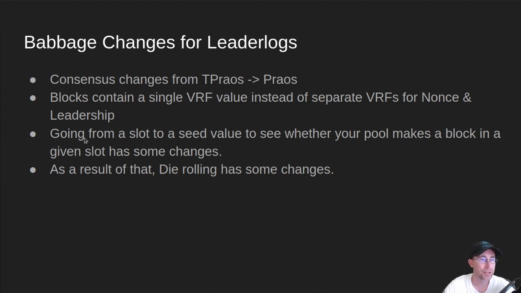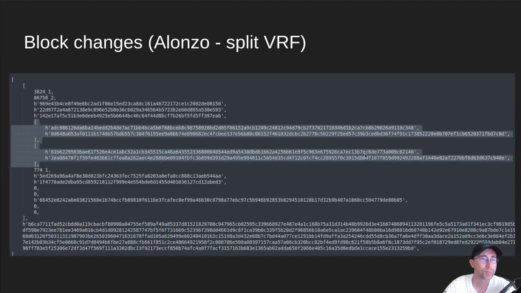There's also changes for how we go from a slot to a seed value for that input. So basically how you go from the slot number plus your pool key to roll the dice. There's some changes there. As a result of that, the dice rolling algorithm has changed a little bit. So let's talk about the block changes first.